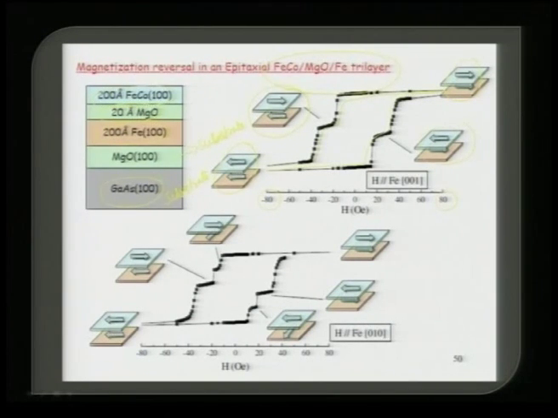The same is true if you measure along this axis and along this axis; you see a double staircase phenomenon. That is because this moment, this spin, is actually rotating, therefore you see a double staircase situation if you measure it along the 010 plane.